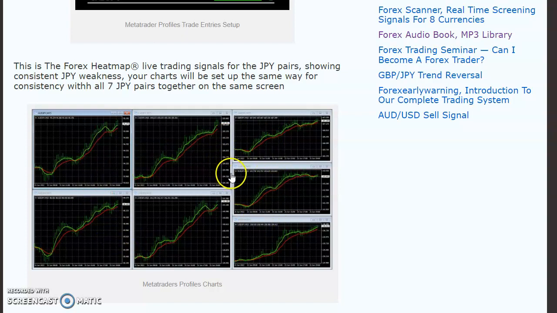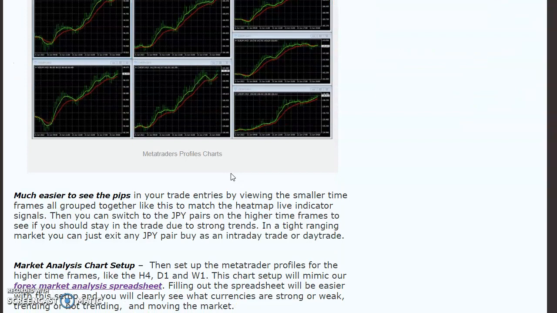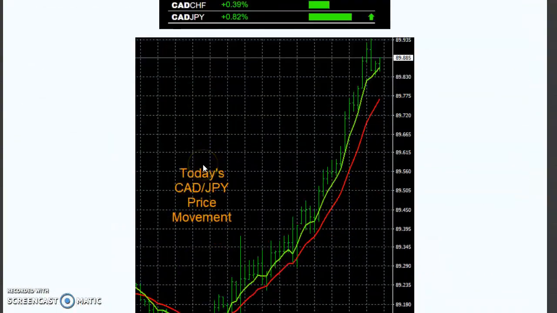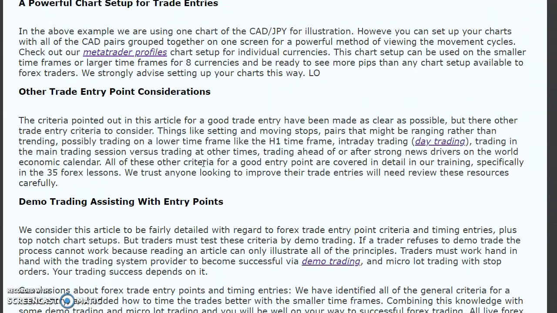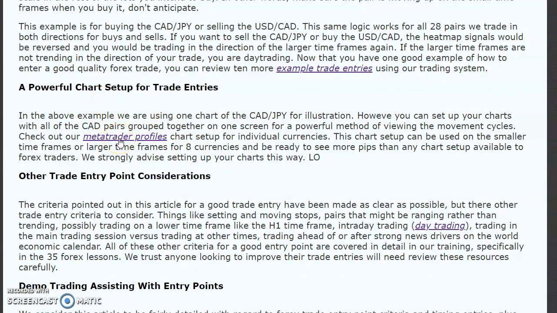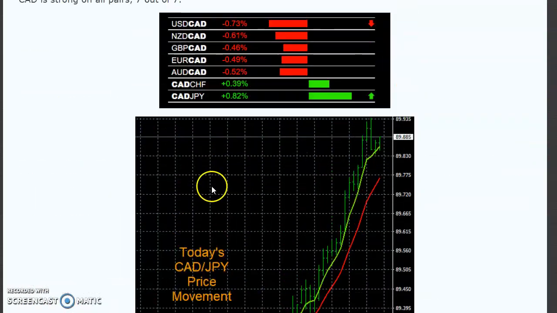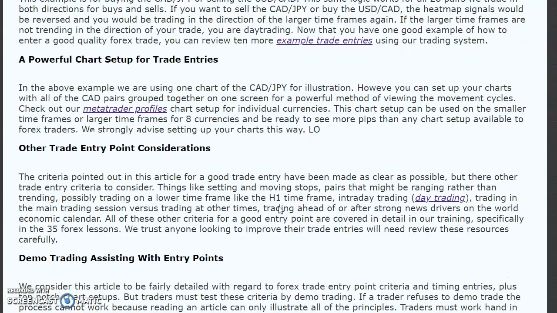And you can make pips trading the Forex, but you've got to set up your charts and your indicators correctly. So use the MetaTrader profiles, start with your basic chart setup, learn the rules of trade entry with strong momentum, and then set up your more powerful chart setup with the MetaTrader profiles. Obviously, there are other considerations for entering trades. If the pair isn't trending, you're day trading, so you'll have to exit after the movement cycle. If the Canadian dollar yen is not trending on the higher time frames, as soon as it hits the intraday resistance, you've got to exit the trade.